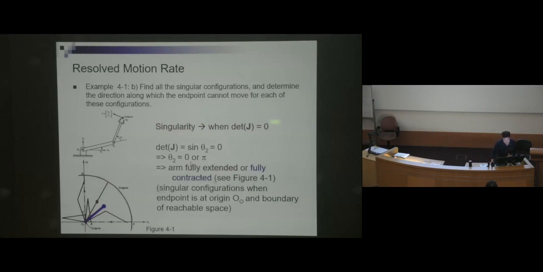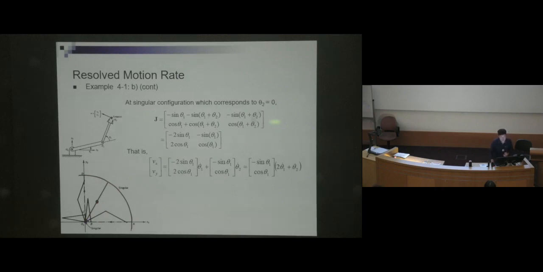When theta 2 is equal to 0 or pi, it means that the manipulator arm is either fully extended or fully contracted. The one in red is fully extended, and the one in blue is fully contracted. With either of these conditions, you have a singular configuration. The endpoint is either at the origin, for example in the blue one, or at the boundary of the reachable space. At these two configurations, the determinant of J is equal to 0.